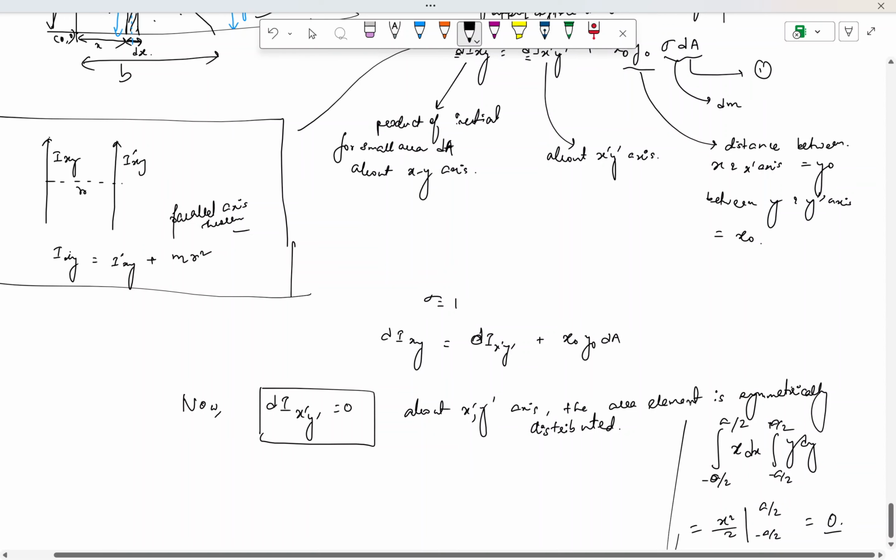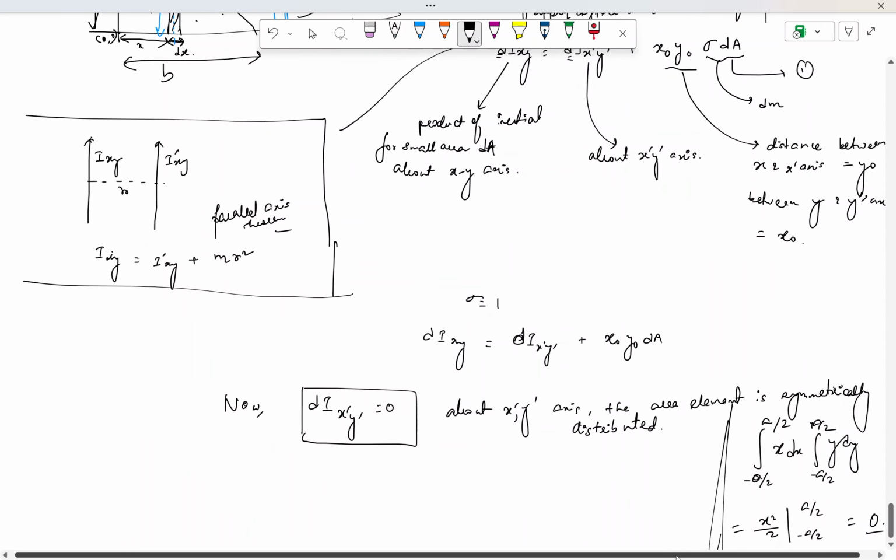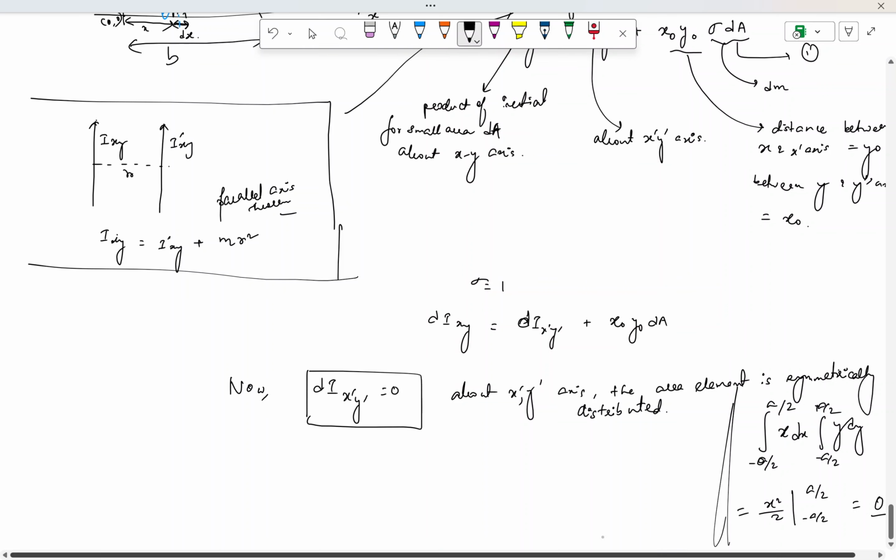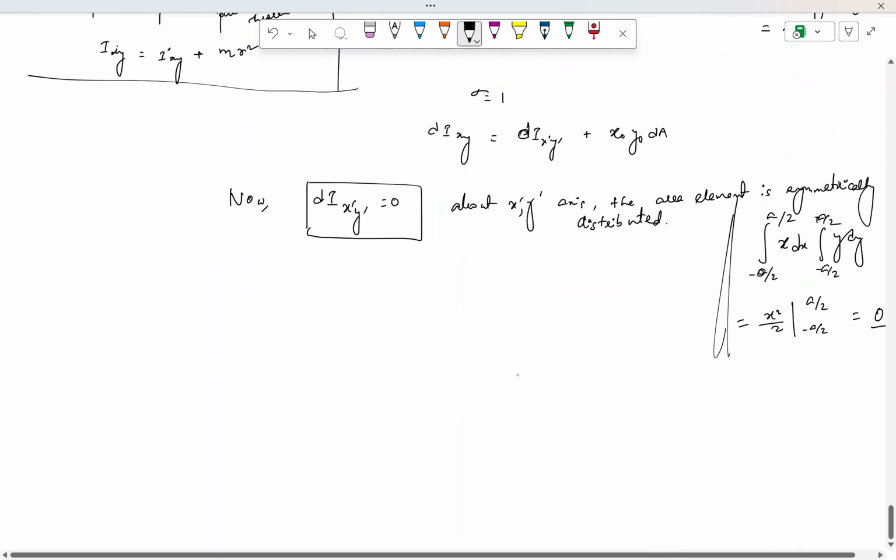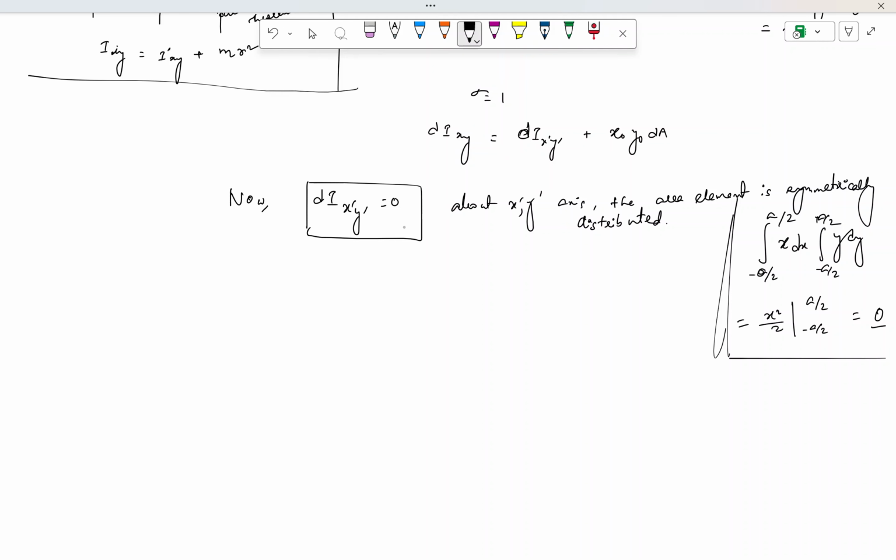So that is why this is a simple idea of how choosing a symmetric axis is important, about which the mass distribution is symmetric, so that we have the product of inertia term equal to 0 for that case. In this case, because we are talking about a differential small area element dA, we have the differential of the product of inertia, that is dI x prime y prime, equal to 0.